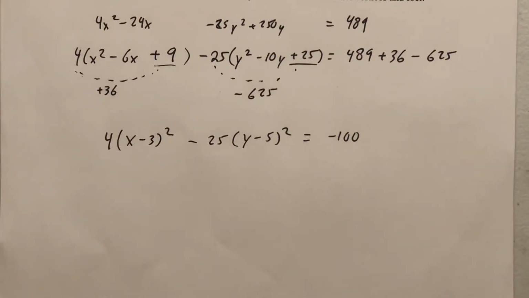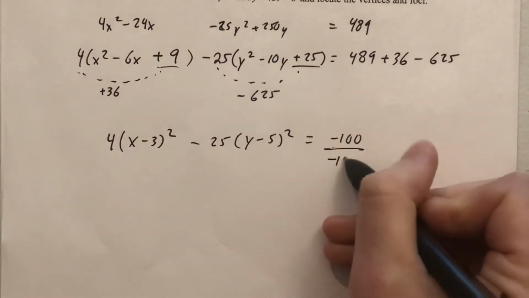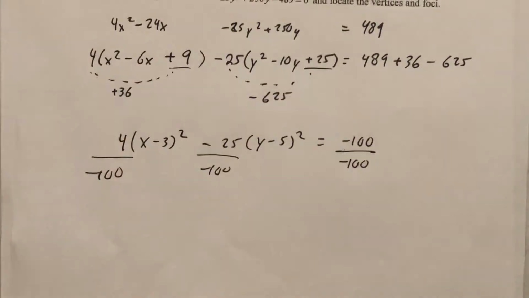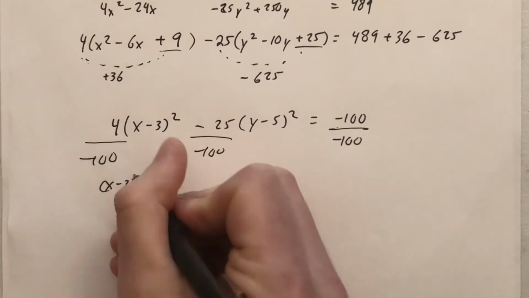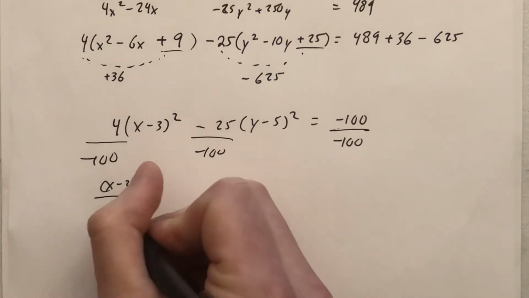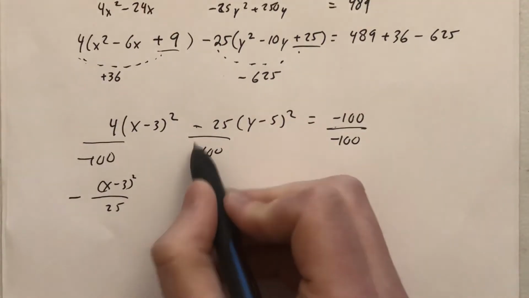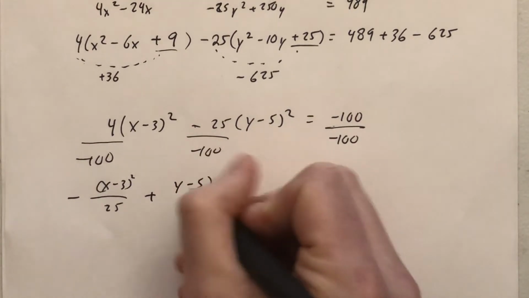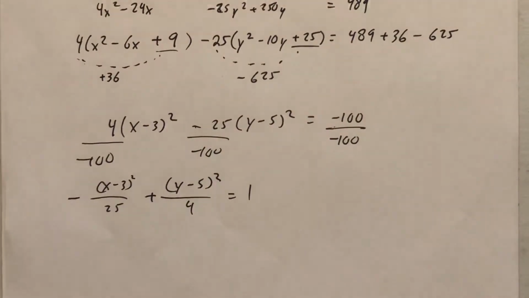Let's deal with that negative 100. We do not want that to be negative. We need it to be positive. So we'll divide by negative 100. Right? Divide all these terms by negative 100. Now what that does is that gives us an x minus 3 squared over 25. And I'm going to put the negative out front there, because here the negative over the negative will make this a positive y minus 5 squared over 4 equals 1.